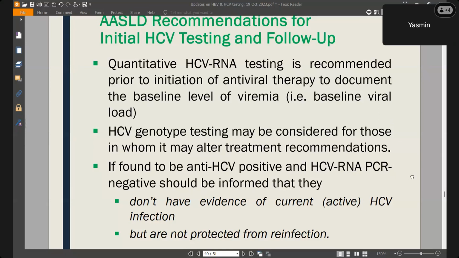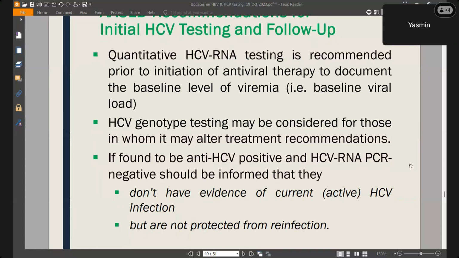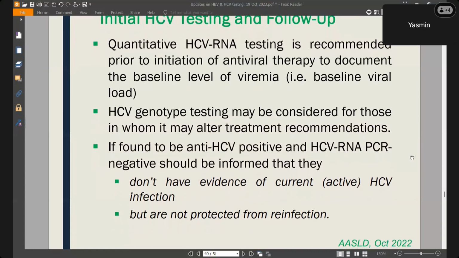But whatever it is, for those who are anti-HCV positive and HCV RNA negative, we tell them that, okay, you've got no active infection, but you must remind them that just because you are anti-HCV positive and HCV RNA negative, it doesn't mean you are protected. In other words, you can get reinfected. So you need to be careful with any kind of risk exposure. So you need to be advised on that. So last year, the American Association for the Study of Liver Disease strongly advised that. Next slide.